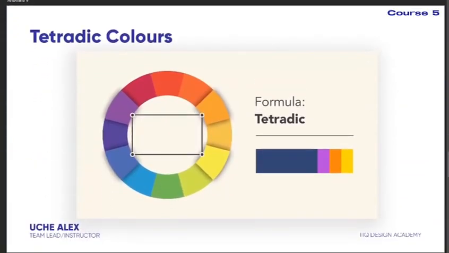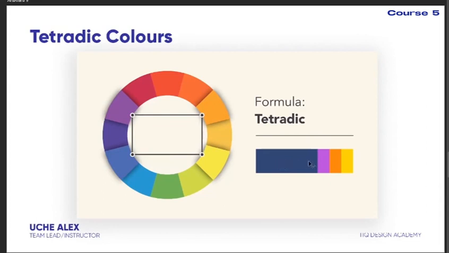So here are the tetradic colors. The tetradic color, as we have made it to understand before, forms a rectangle by using two complementary colors. So here is a complementary color, this purple and yellow, complementary colors that are directly opposite each other. Then this shade of blue and orange are complementary colors as well. So the tetradic color uses two complementary colors together to form a perfect rectangle.